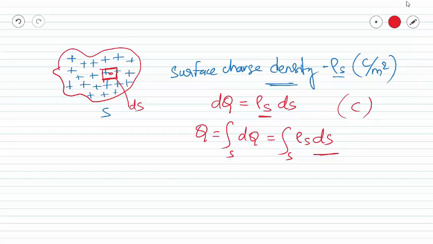So this is the total charge on this surface, right? Now we will use this result to find out the electric field intensity at a point due to the surface charge distribution. Now this surface charge distribution is the source of electric field. Now this is the source.